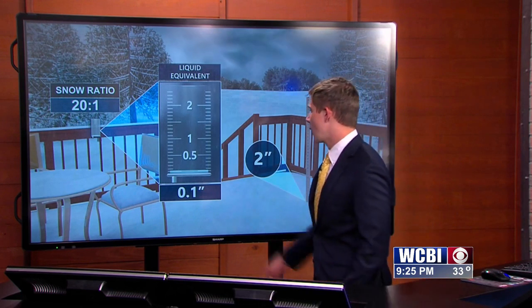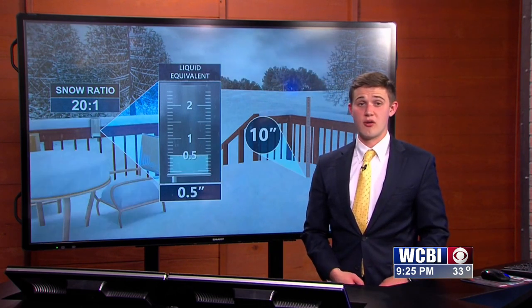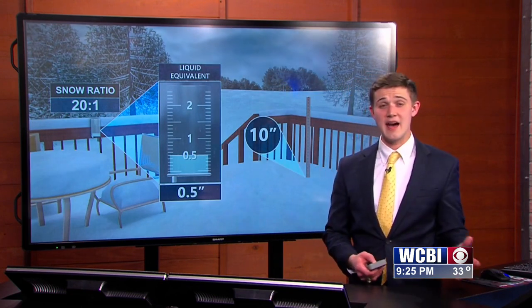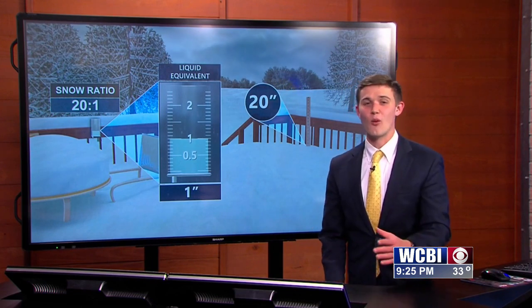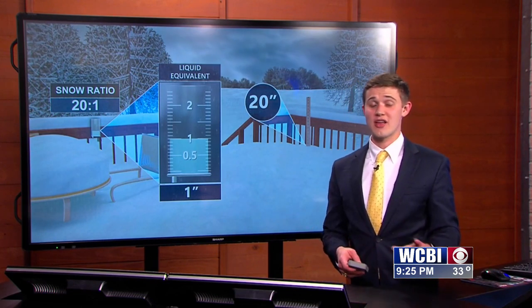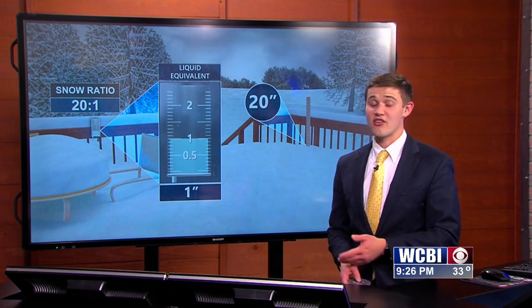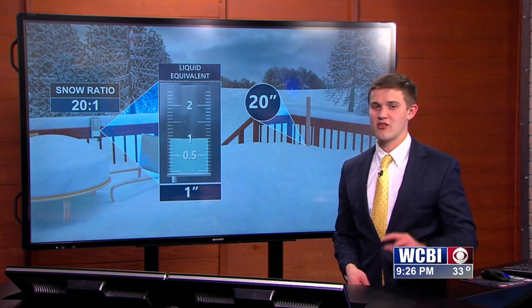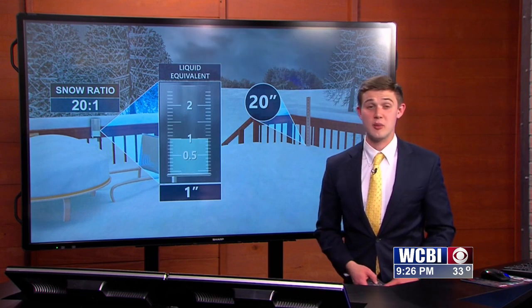2 inches of snow is only 1/10 of an inch of equivalent of rain. You bump that up to 10 inches of snow, that's only 1/2 an inch of rain. 20 inches of snow, finally, you get 1 equivalent inch of rain. So just think about that for a second. You get 20 inches of snow, that's almost 2 feet's worth. That's only worth 1 inch of rain. So it's a very, very small amount of return for the amount of snow that is being output.